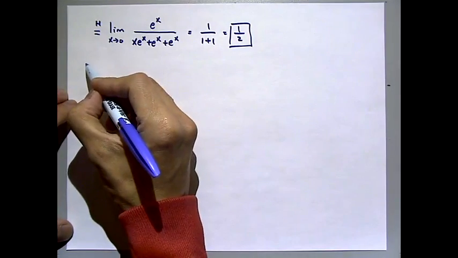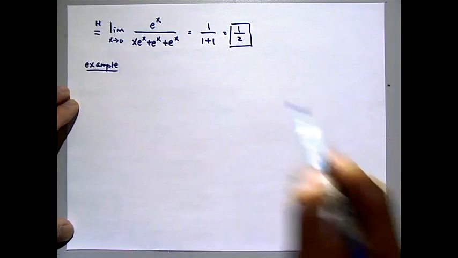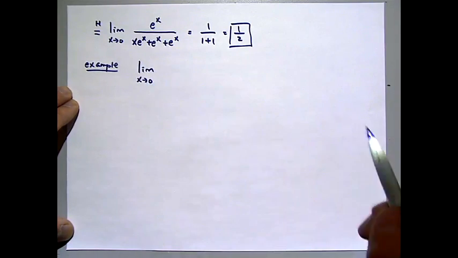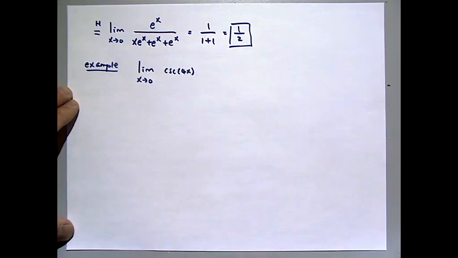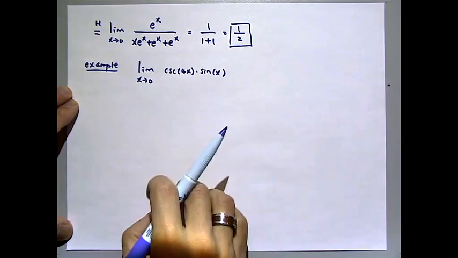All right, more examples. Here's another different kind of indeterminate form. The limit as x goes to 0 of cosecant of 4x times sine of 4x. Sine of 1x, sorry.